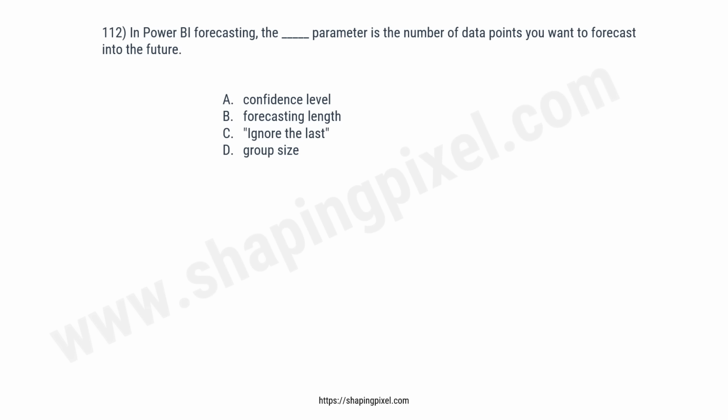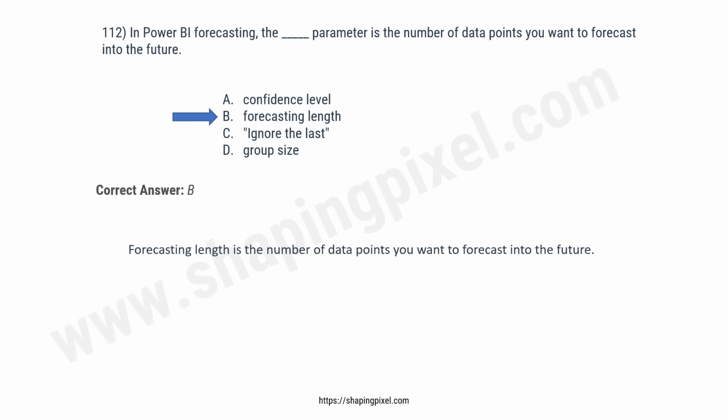Question number 112. In Power BI forecasting, the dash parameter is the number of data points you want to forecast in the future. And we have four options. Option A, confidence level. Option B, forecasting length. Option C, ignore the last. And option D, group size. So the right answer here is option B, forecasting length. So forecasting length is the number of data points you want to forecast into the future.